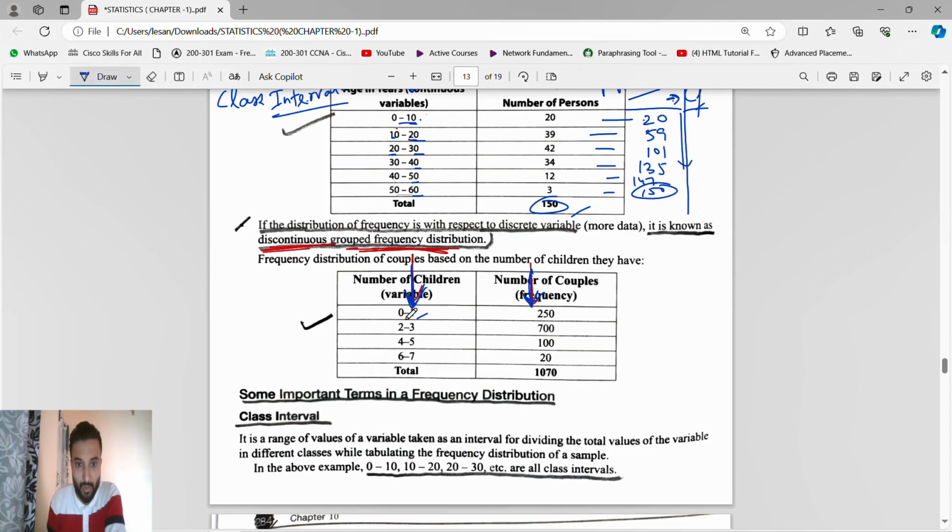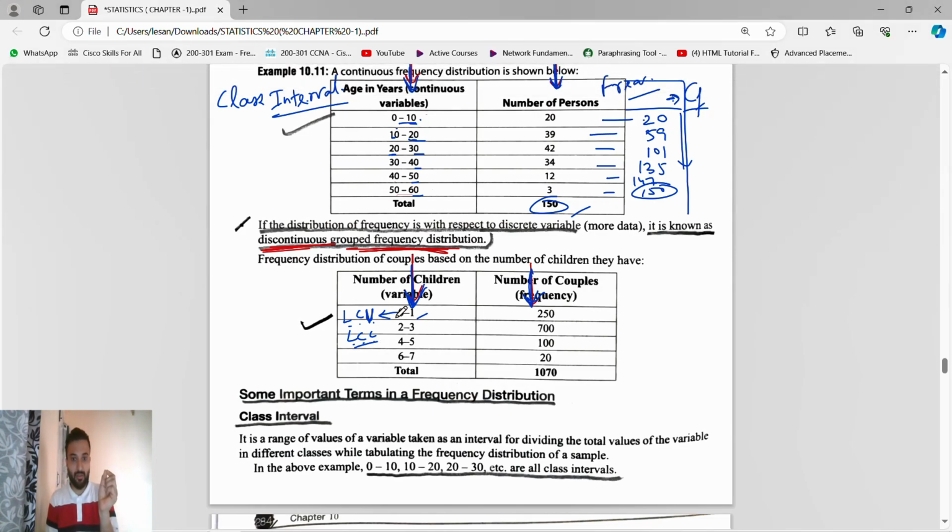You can see this 0 to 1, 2 to 3, 4 to 5, 6 to 7. This side is called lower class value, LCV or LCL, lower class value, lower class limit, anything. Left side is the lower class limit, because you can see 0 is lower, 1 is the upper class limit, right? 0 is what? Lower, so lower class limit. 1 is what? Higher, so upper class limit.